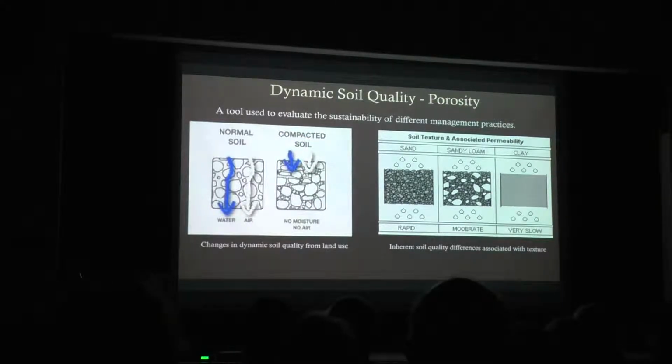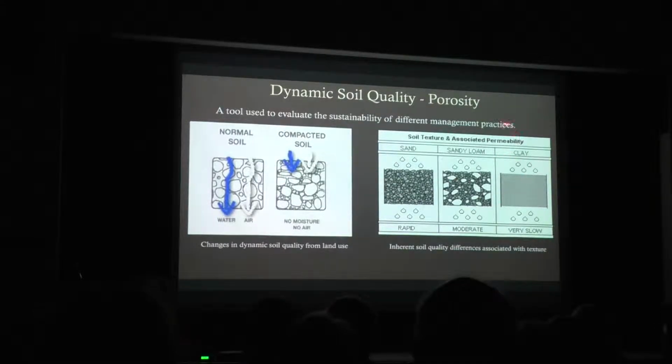When you start removing that, you don't have the gas exchange, you don't have the moisture. And this would be, say, from excessive passes of a piece of equipment, and it just compacted it down and you lose your pore space. So that's an example of a dynamic soil quality that changes with our management practices. And we have soil best management practices that can alleviate this or altogether eliminate it. And we can go into that later on.